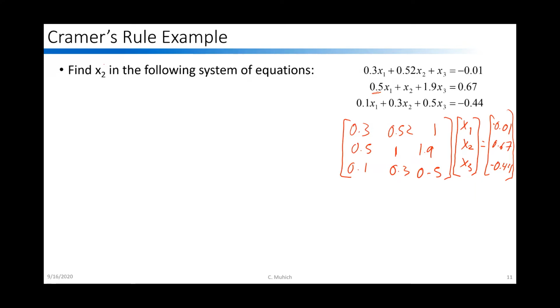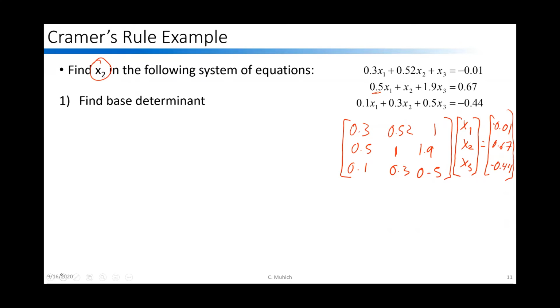In this case, we're asked to find x2. So we're going to need to do 3 steps. One, we're going to need to find that base D determinant. Then we're going to find the D2 determinant because we're interested in x2. And then finally, we're going to divide D2 by the generic D term.